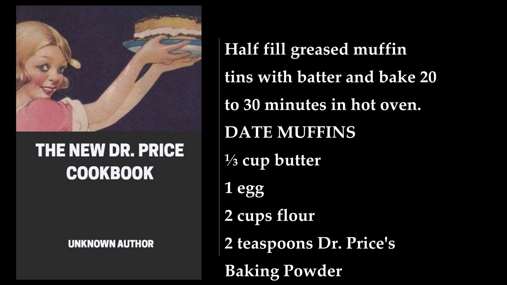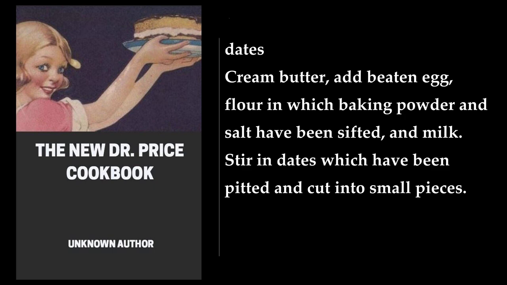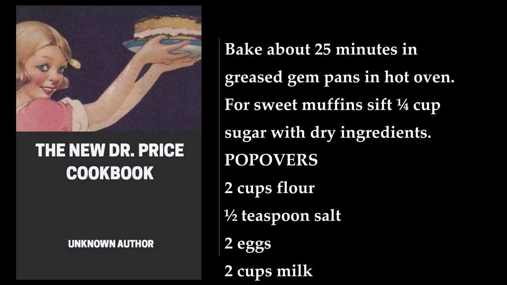1/2 teaspoon salt. 3/4 cup milk. Half a pound dates. Cream butter, add beaten egg, flour in which baking powder and salt have been sifted, and milk. Stir in dates which have been pitted and cut into small pieces. Bake about 25 minutes in greased gem pans in hot oven. For sweet muffins, sift 1/4 cup sugar with dry ingredients.